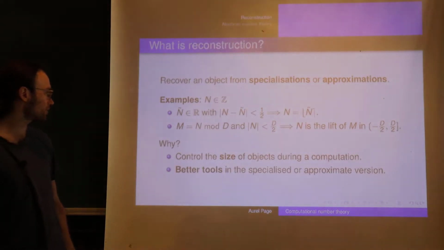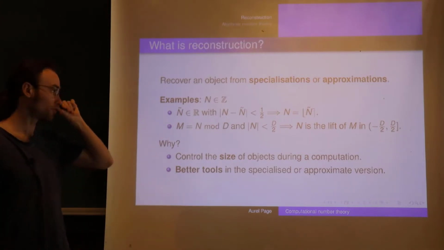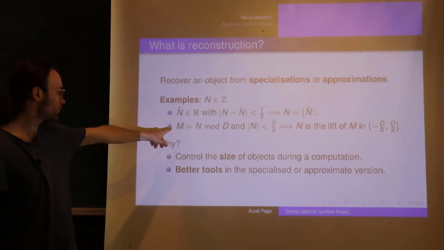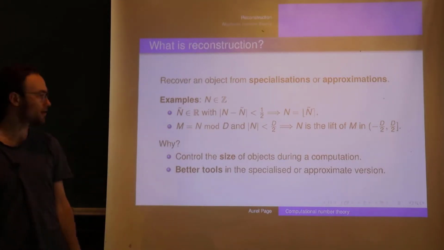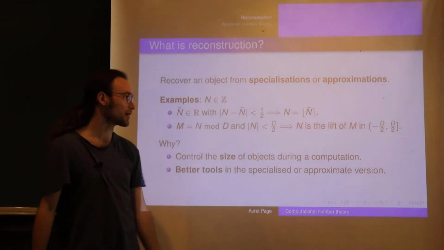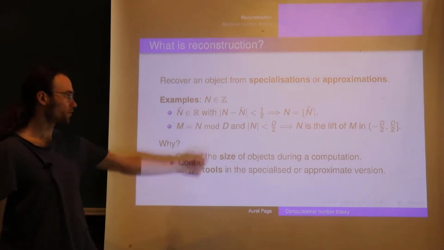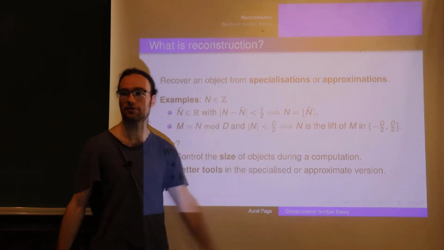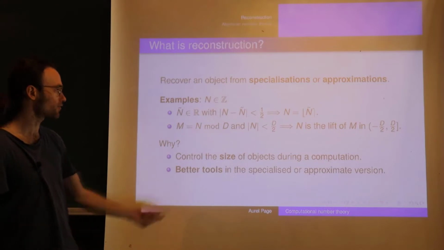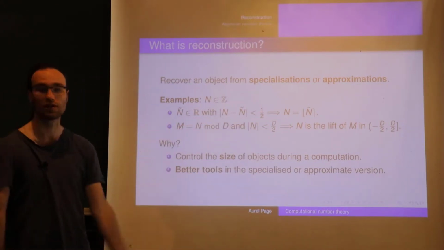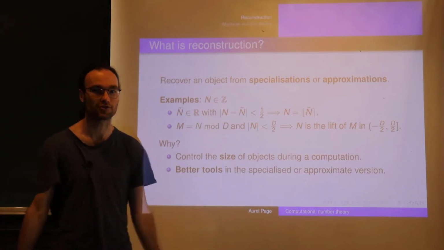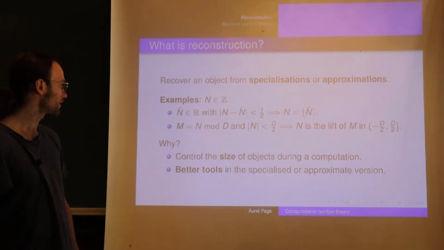And you have the corresponding version for modular arithmetic. So if you know your integer modulo some d, and d is large enough compared to the size of the integer, then you can recover the integer by doing a centered lift. So you have to lift between minus d over 2 and d over 2 instead of 0 to d, just because there are negative integers and you wouldn't recover them otherwise.